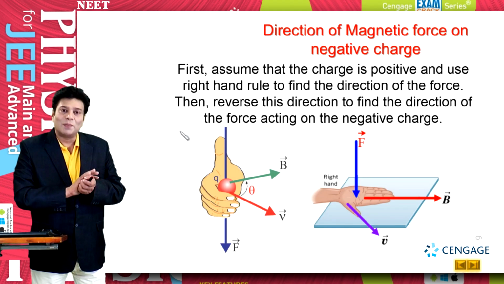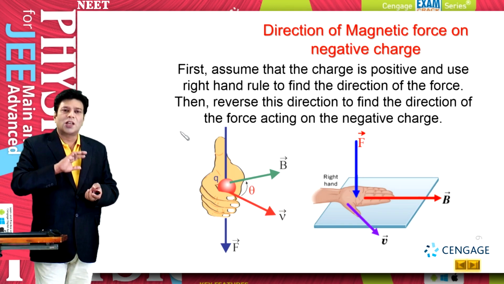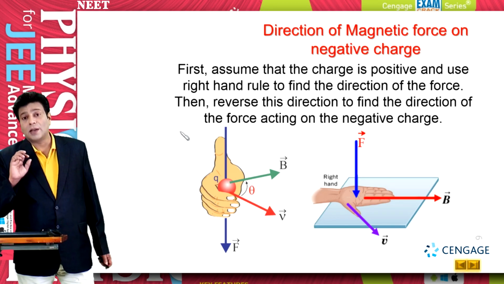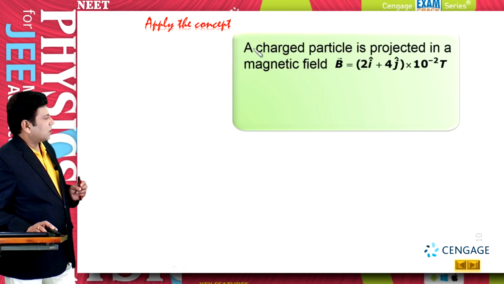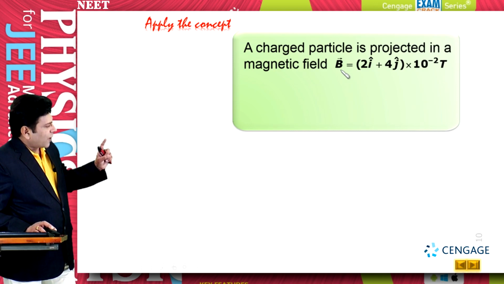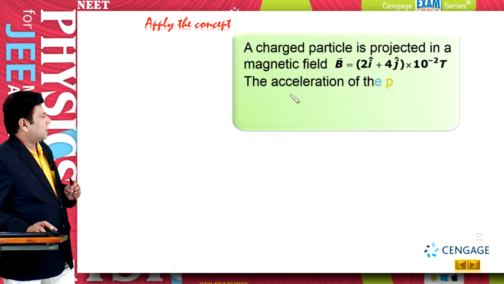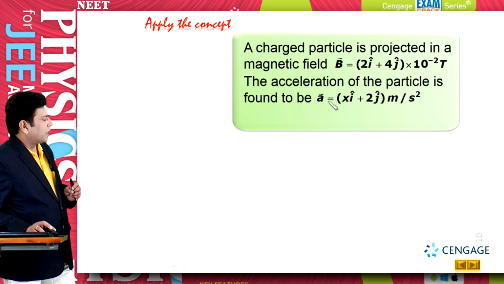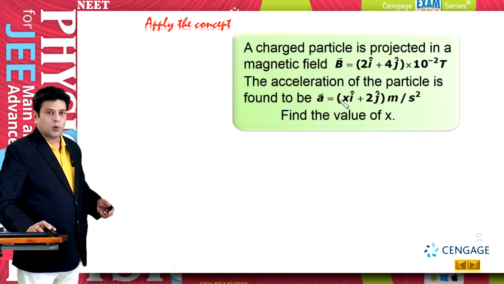So we got the magnitude of the force, we got the direction of the force, and we also learned the rules governing the direction of the force. So let us apply these concepts through one illustration. You can observe here in this illustration, a charged particle is projected in a magnetic field. We are given the magnetic field vector B equal to 2i cap plus 4j cap into 10 to the power minus 2 Tesla, right? And the acceleration of the particle is found to be a vector equal to x i cap plus 2j cap meter per second squared. And here we are asked to find the value of x. X is unknown in this equation.